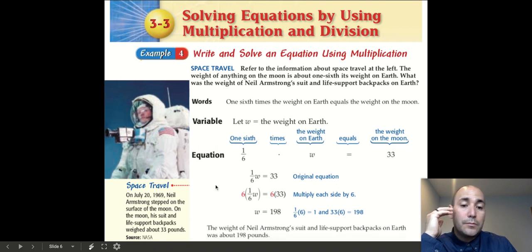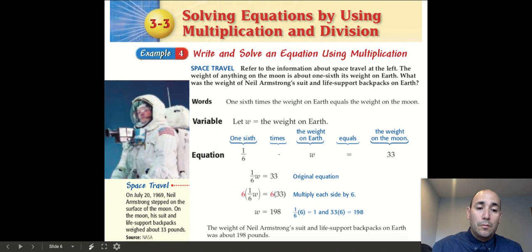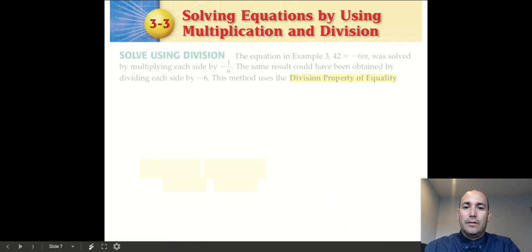So Neil Armstrong, with his suit and life support backpack, his equipment, on Earth actually weighed 198 pounds, but on the moon only weighed 33 pounds. Which makes sense. Less gravity. All right, let's look at the next problem.